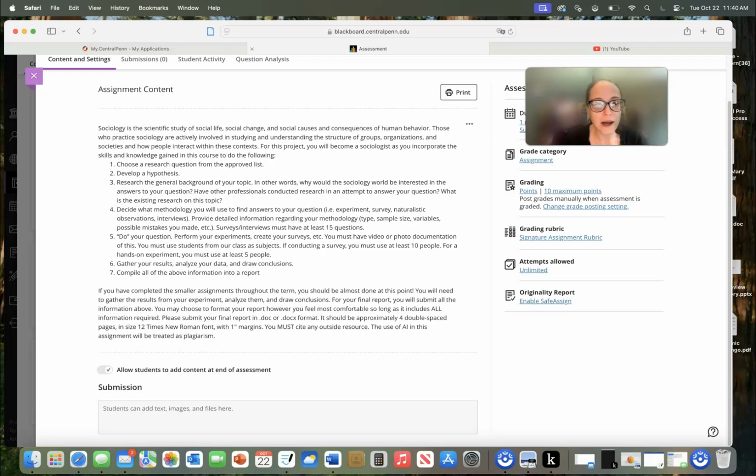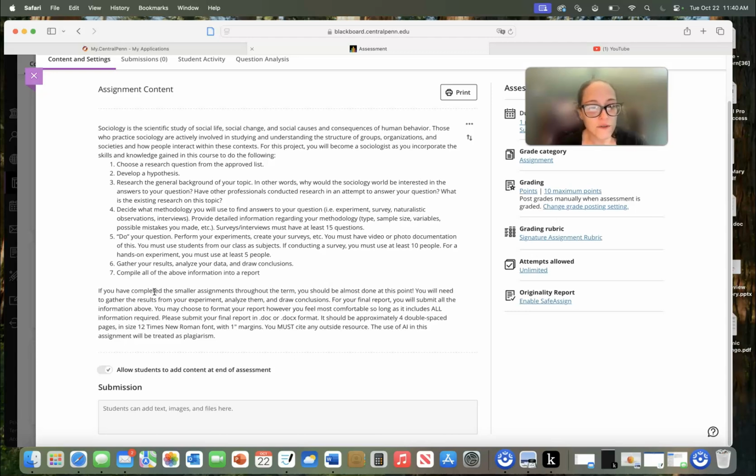So we're doing 6 and 7 on the list here. So 6, gather your results, analyze your data, and draw conclusions. Was your hypothesis right? You're trying to figure out what you learned from your study, from your experiment. So gather your results, all your data, try to figure out what you're learning based off of the experiment that you did.